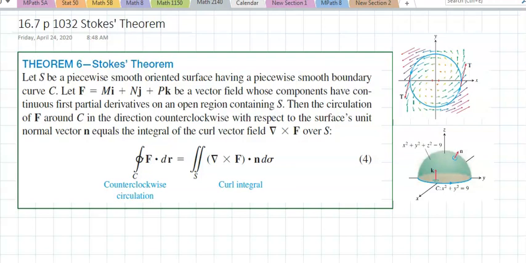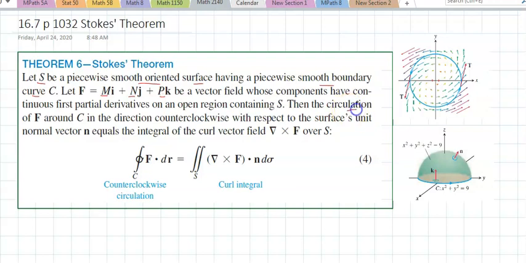Section 16.7 is on page 1032, and it talks about Stokes' Theorem. This is not going to be something new, something you've seen before. I'm going to correlate that to you. Let S be a piecewise smooth oriented surface having a piecewise smooth boundary curve, which means you could differentiate it. Let F be an ijk vector field having continuous first partial derivatives on an open region containing S, all of that awesome stuff.